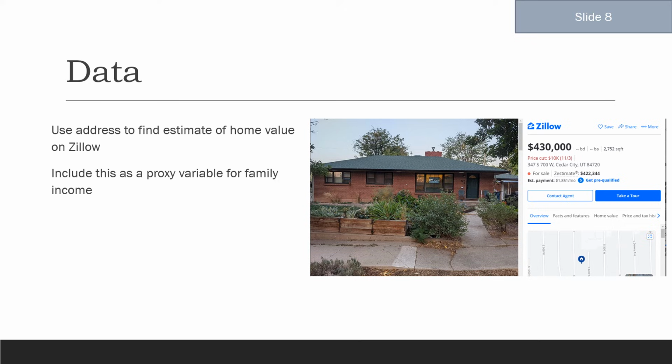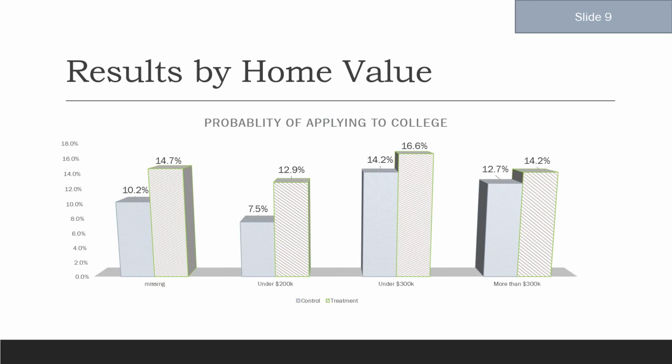We can then look at the impact of the treatment for those that are low, middle, and upper class based on the value of their home. This picture shows the 4 different categories we looked at. The first category are those that have missing data in Zillow. These are most likely going to be rural PO boxes as well as apartment complexes. Then we have those that live in homes under $200,000, those that live in homes between $200,000 and $300,000, and those that live in homes that are above $300,000.